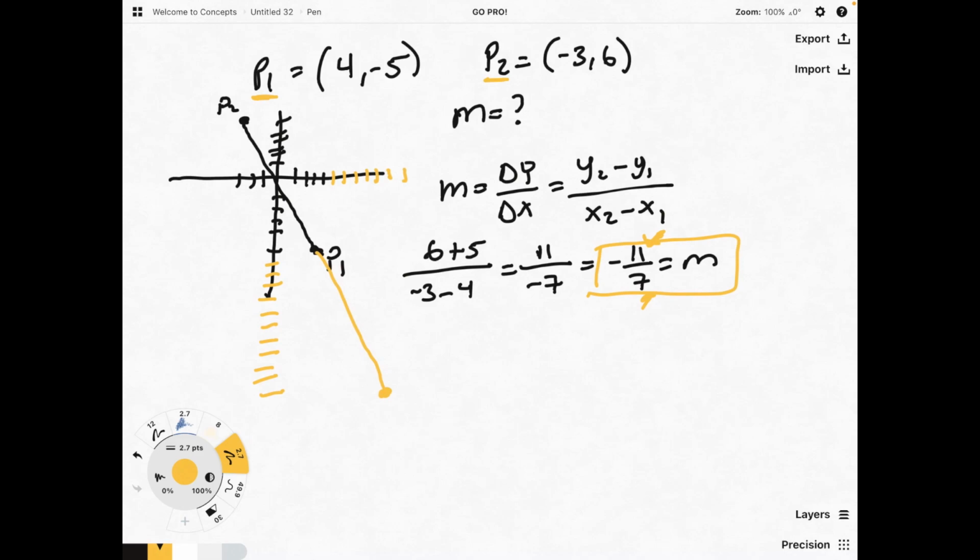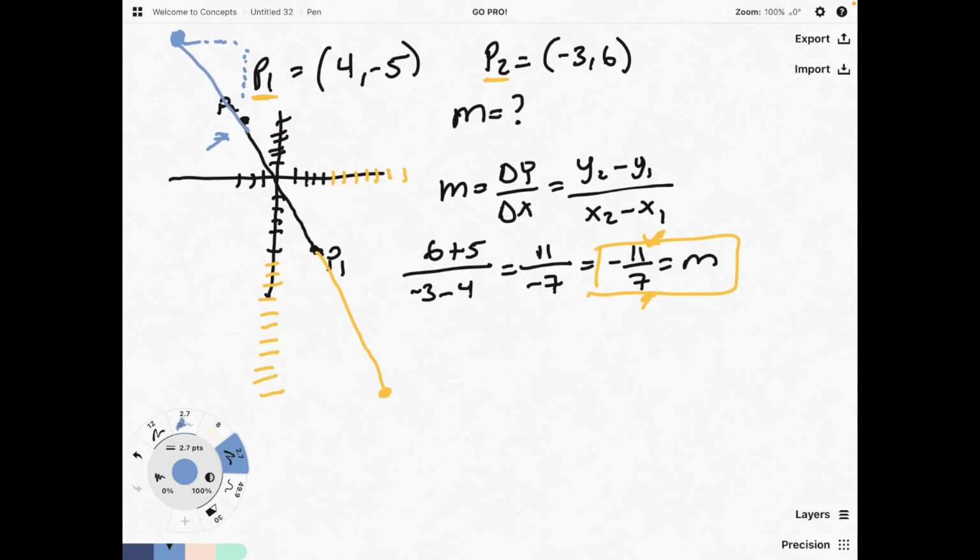Now if we wanted to go in the other direction, starting at this point over here to the left, then what we could do is go up 11 and to the left 7. And then this would be our point way up here. And then we'd be able to connect that.